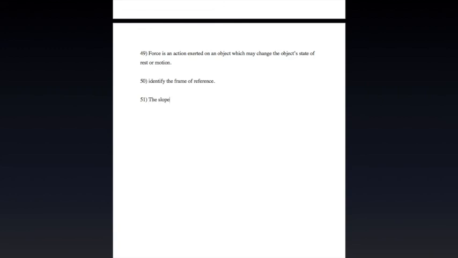Of course, the slope of the straight line connecting the initial and final points. Okay. Next we have, the constant acceleration directed toward the center of Earth exerted on all objects on Earth's surface is called acceleration due to gravity.